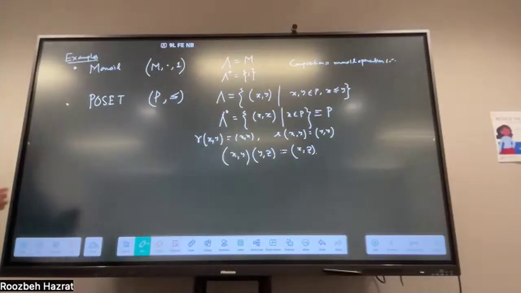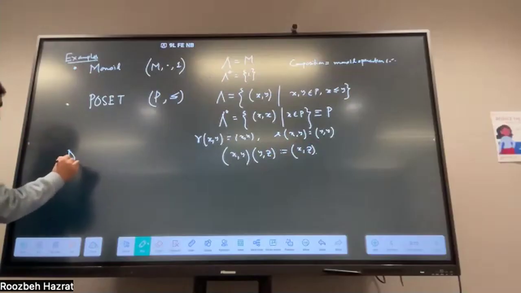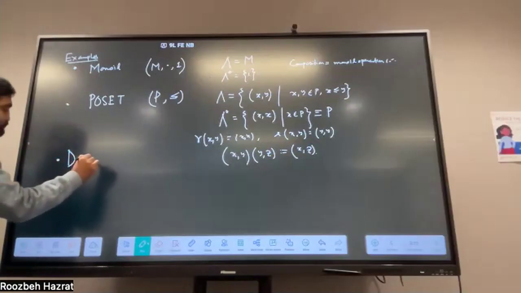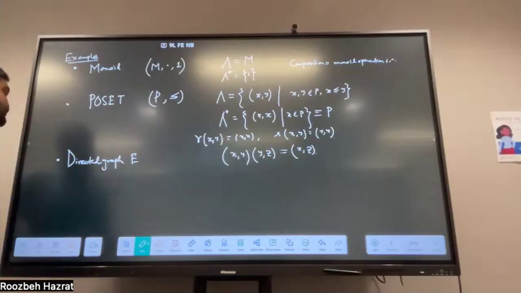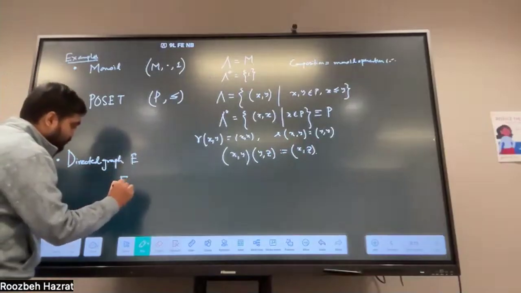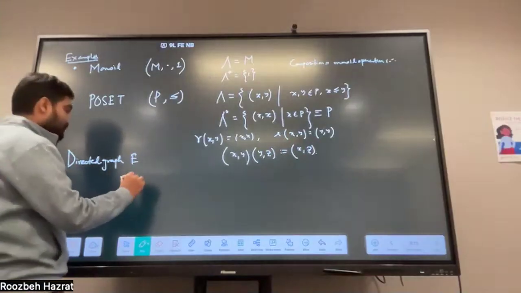And the third one is interesting in our context, which is from a directed graph. So if you have a directed graph E, then you can collect all the finite paths, which we usually denote by E star.